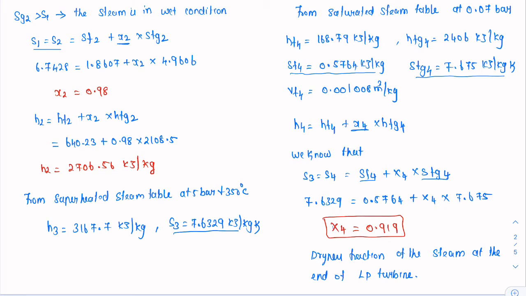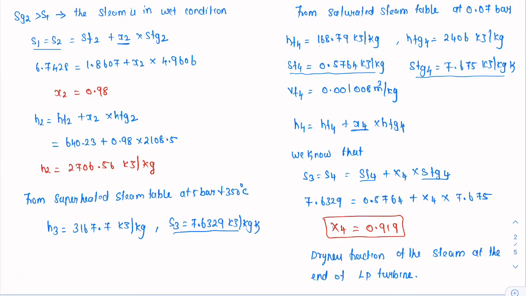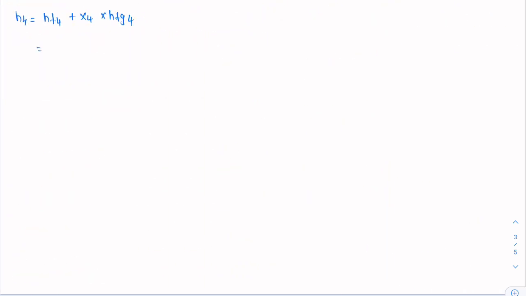And we have to find out the value of X4 by substituting it in this equation. You can find the value of H4. Therefore, H4 is equal to HF4 plus X4 into HFG4, and HF4 is equal to 168.79, and we have HFG4 equal to 2406. By substituting this value, you can find the value of H4.